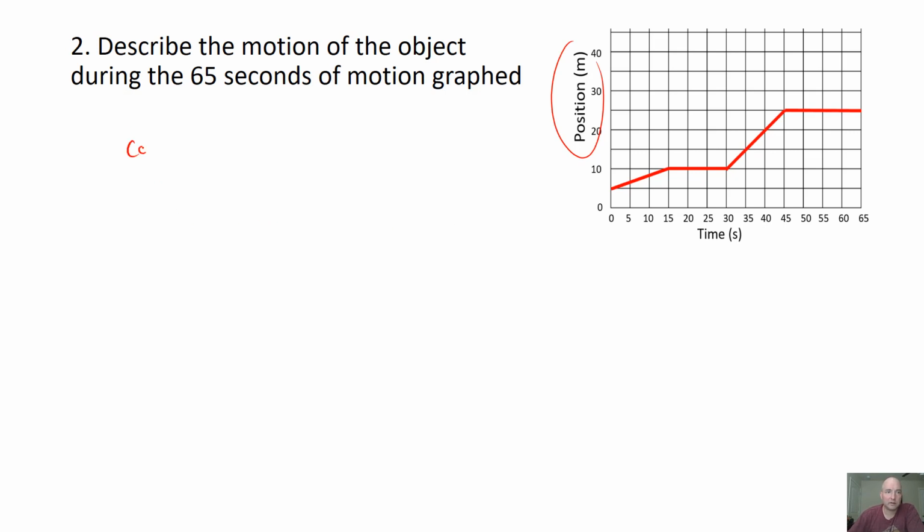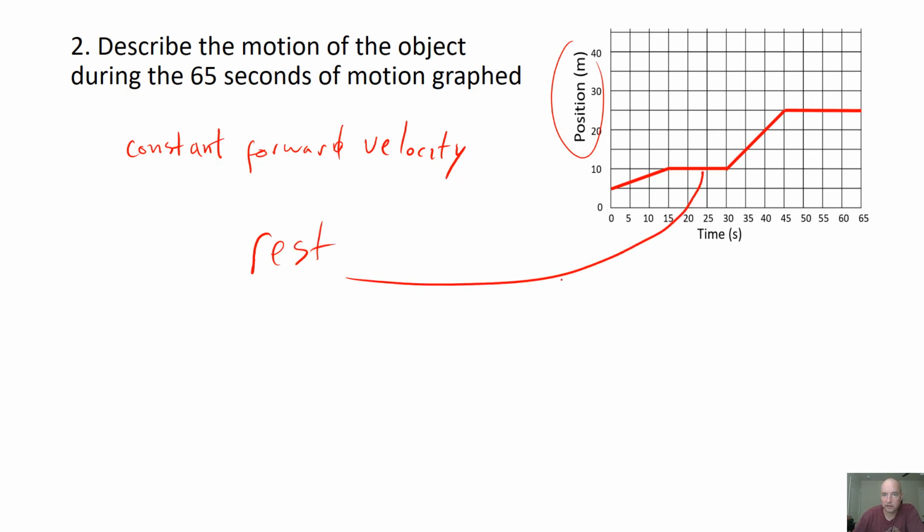So we have constant forward velocity, and we have rest. So there's two spots where you're at rest, right here and right there. And then two spots with constant forward velocity are going to be right here and right here.